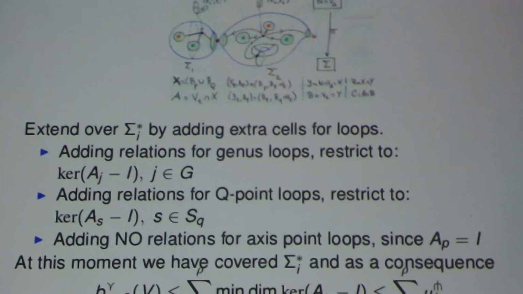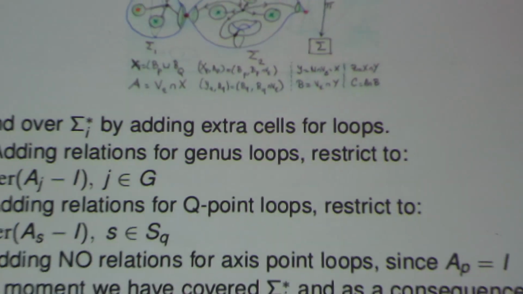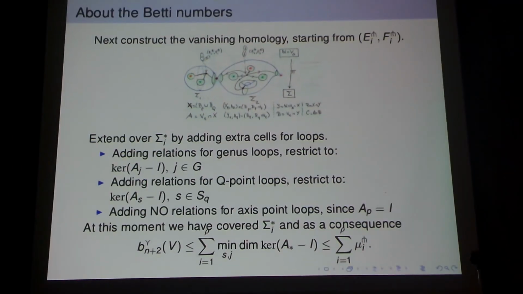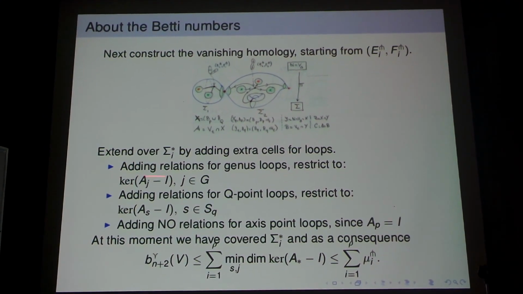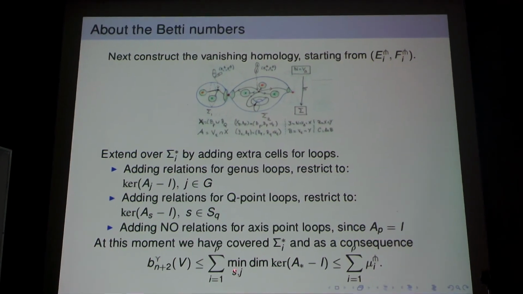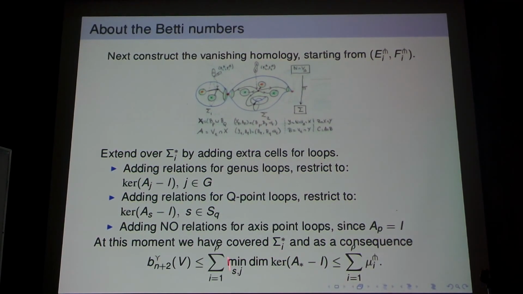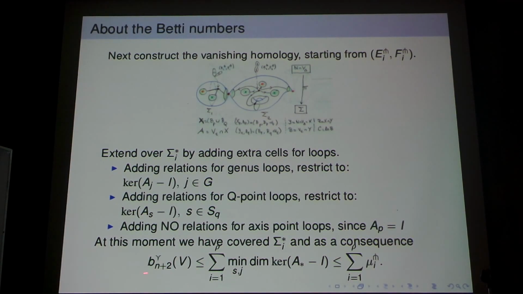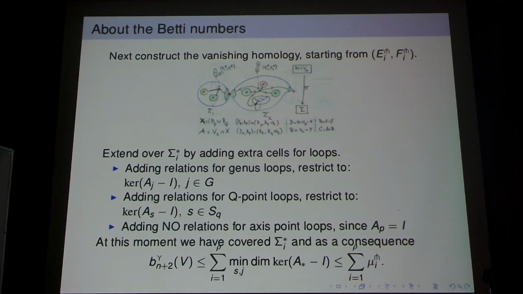And now, what you can already say is that as a consequence, we already have that this (n+2)-dimensional Betti number, and you take all these kernels, and anyhow the minimal dimension of this kernel already is a bound for this Betti number, and this is an even higher bound.